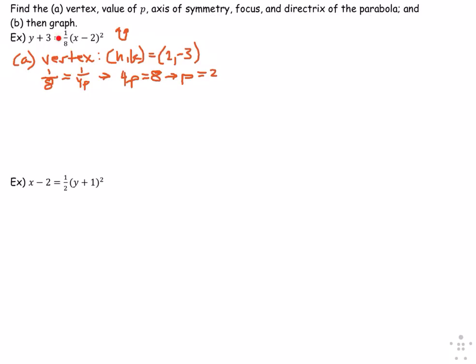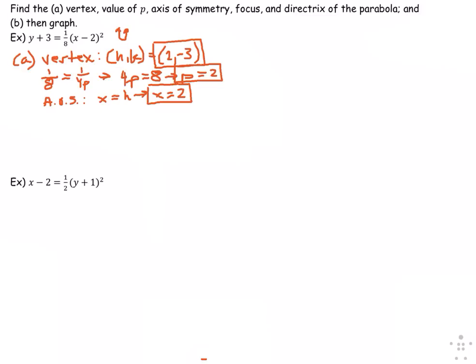I know that 1 on 8 is supposed to be where the 1 on 4p is. So I could just ask myself, what do I multiply 4 by to get 8? And then the answer is 2. Or if the math would be more difficult, you could cross multiply, 4p equals 8, for p equaling 2. Next, for the axis of symmetry, it's a vertical parabola, so it's going to be a vertical line that runs right through the x-coordinate of the vertex, so it's x equals the h value of 2.